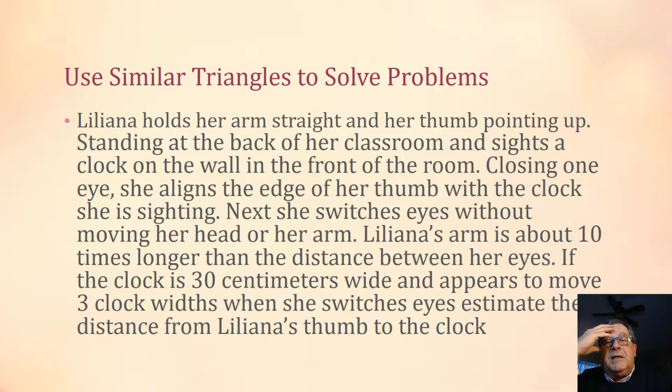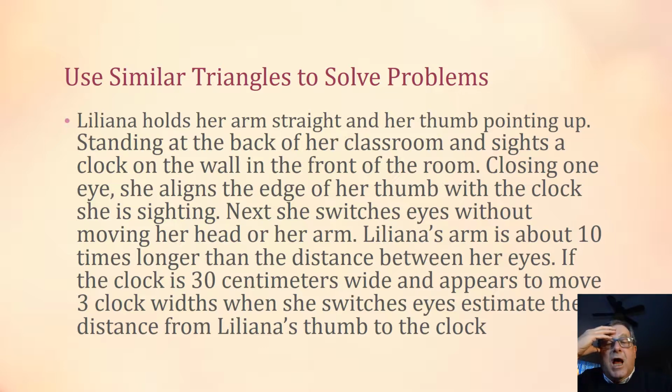And then it continues on with another example with Liliana, and we'll read that here. It says, Liliana holds her arm straight and her thumb pointing up at the back of the classroom and sights a clock on the wall in the front of the room. Closing one eye, she aligns the edge of her thumb with the clock she is sighting.